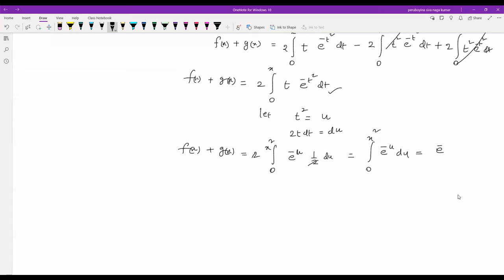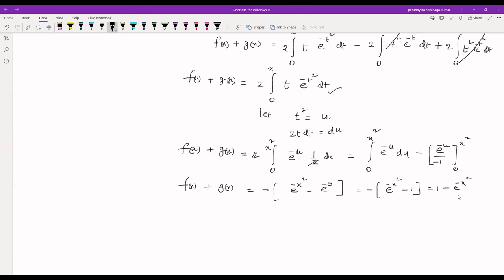This integral was e power minus u divided by minus 1, and we will apply the upper limit and lower limit for this one. So f of x plus g of x is equal to minus of, first we write the upper limit and minus the lower limit, minus of e power minus x square minus 1. On multiplication, we got 1 minus e power minus x square. Okay, this is the function.